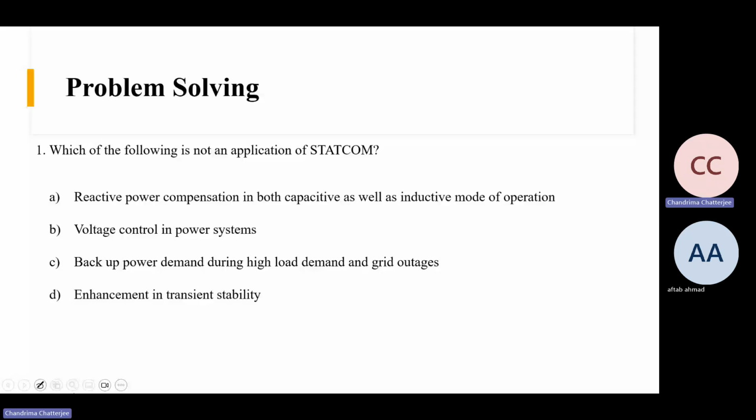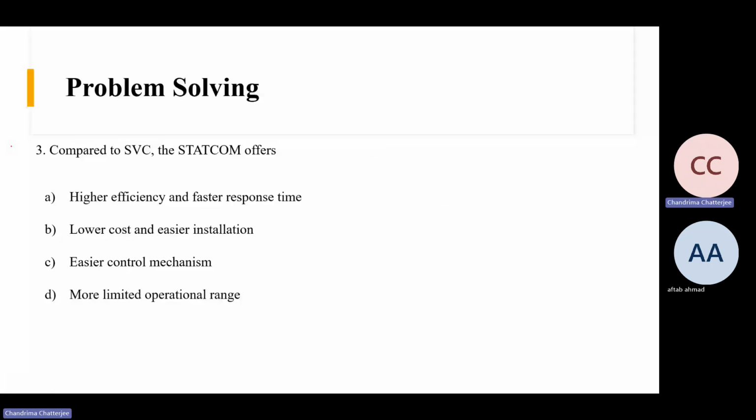Third question. Compared to SVC, the STATCOM offers: first option is higher efficiency and faster response time, then lower cost and easier installation, easier control mechanism, more limited operational range. The advantage of STATCOM over SVC is that it has higher efficiency and faster response time. The STATCOM is faster compared to SVC and it has higher efficiency. Okay.